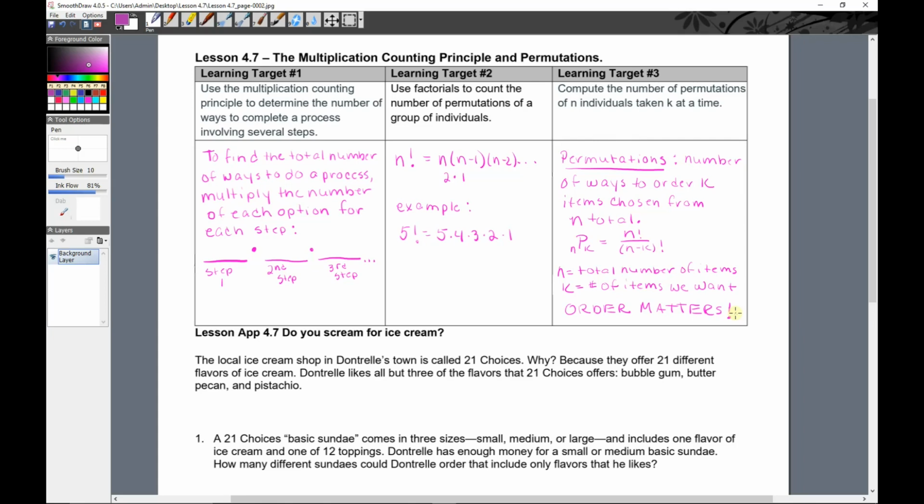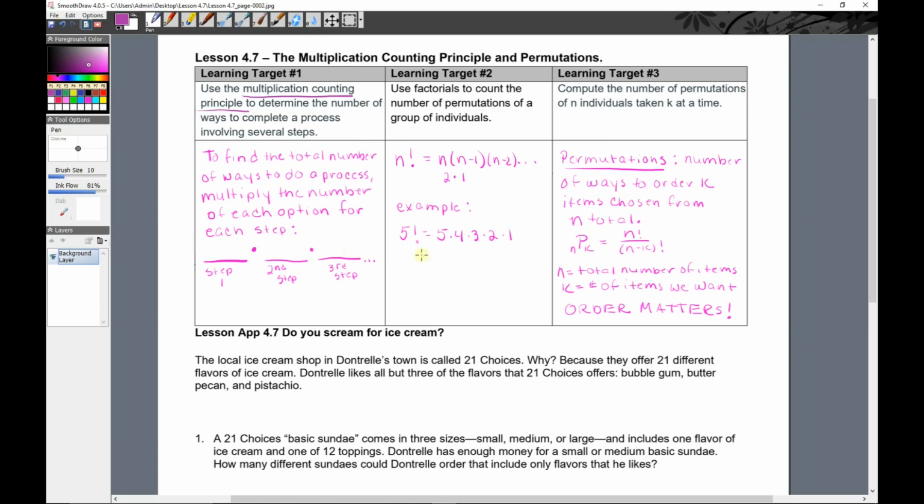Scooting to page 2, here are your learning targets, and I've written them all out for you so you didn't have to sit through me doing it. If you need to pause the video, of course, do it so you can copy these down. Just to summarize, use the multiplication counting principle to determine the number of ways to complete a process involving several steps. To find the number of ways to do that, you multiply the number of options for each step. Like on the front, we had 3 times 2 times 2, which was 12.